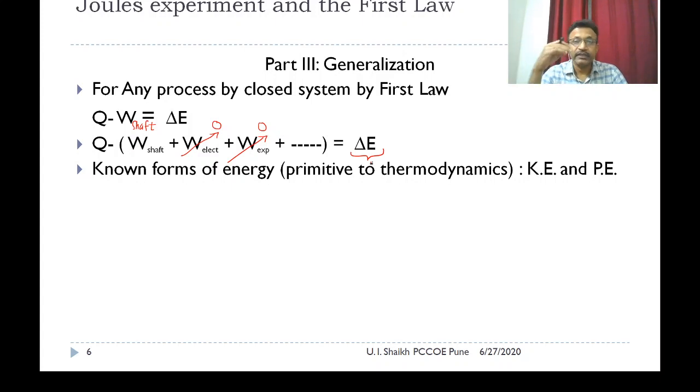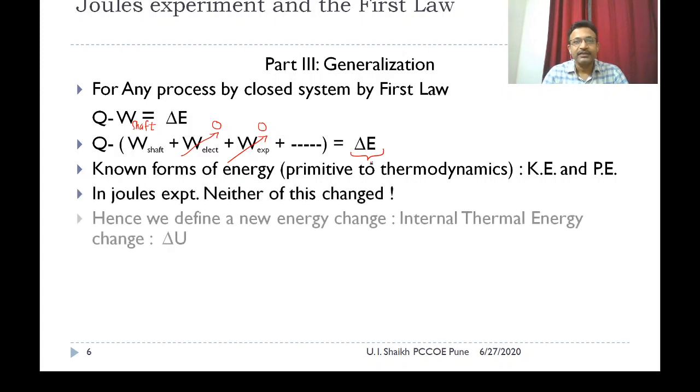So which kind of energy actually changed? Because we said that due to the shaft type of work transfer the energy changed, but which kind of energy changed? To answer this question, we have to define a new kind of energy, and that energy is called internal thermal energy. So here we are defining a new kind of energy, internal energy or internal thermal energy, which is denoted by capital letter U, and delta is for the change of internal energy.